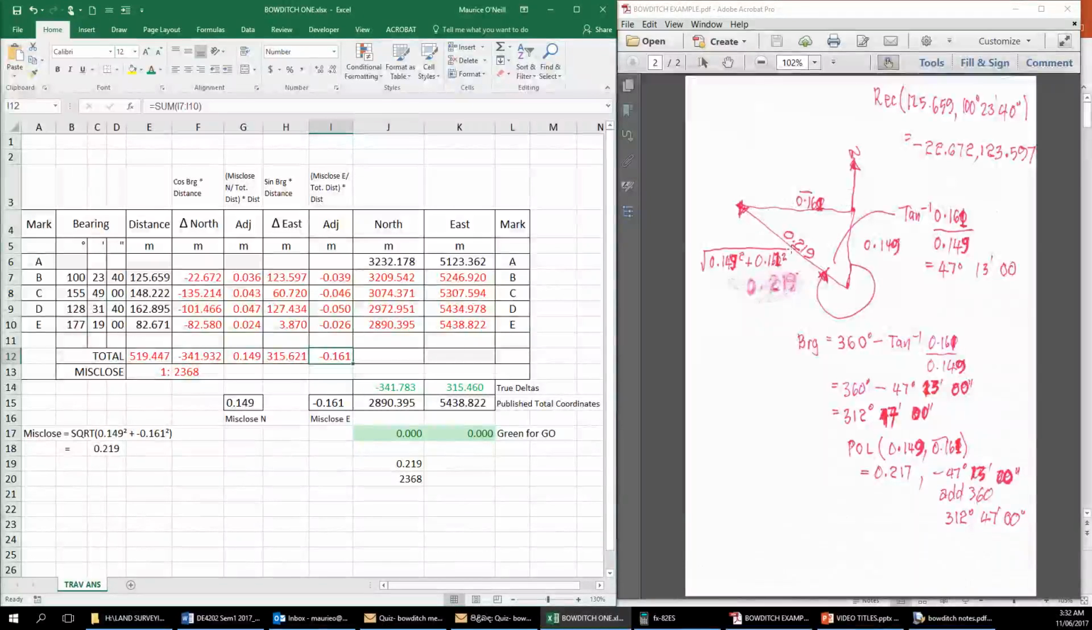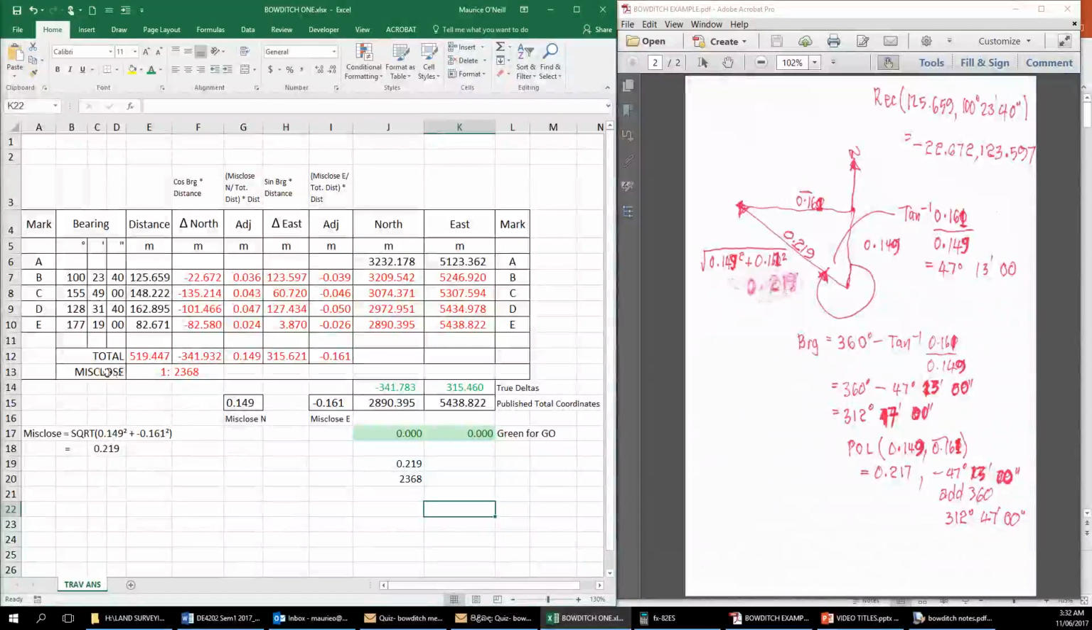So obviously this distance here, just using Pythagoras, we get 0.149 squared plus 0.161 squared. Take the square root of that, and the answer is 0.219, which I've just worked out here. If you can see, I've got this squared plus that squared, taking the square root of it. Okay, so that's the distance misclose there.